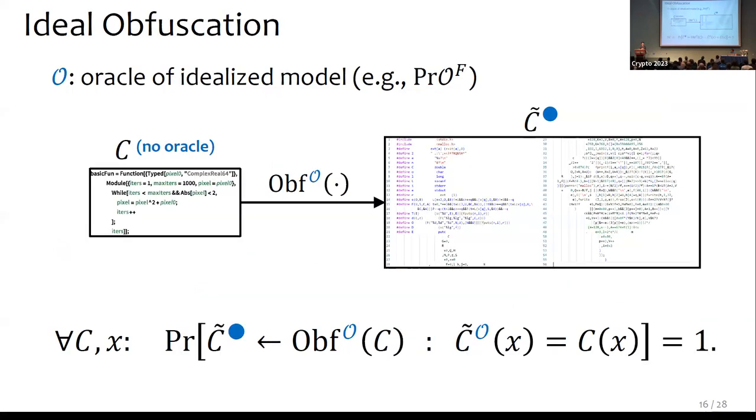Okay, in the rest of the talk, I'll show you the most interesting ideas in our construction of ideal obfuscation. Since ideal obfuscation is not possible in the standard model, we define it with respect to an oracle model or idealized model. So here, the input circuit is a normal circuit that doesn't have oracle access, but the obfuscation program, as well as the obfuscated version of the circuit, have access to the oracle.